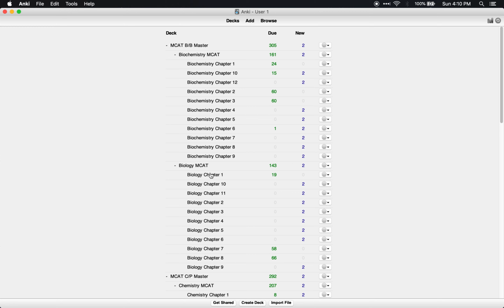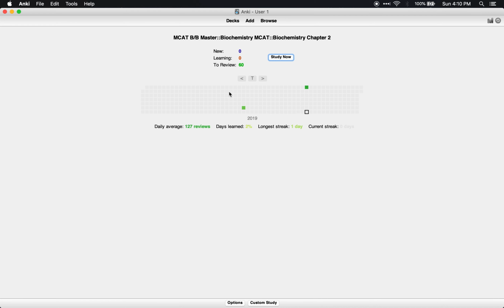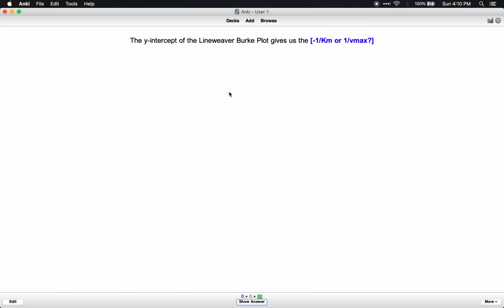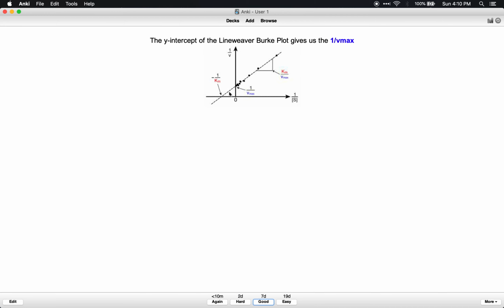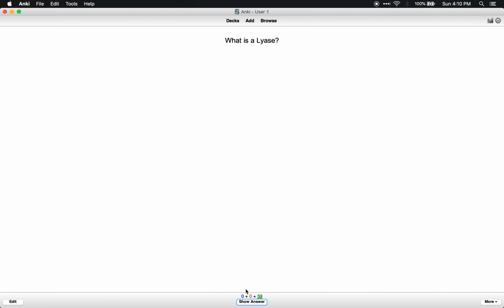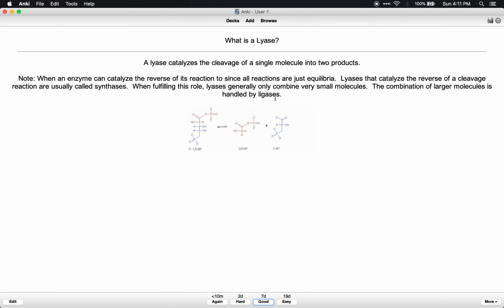Okay. Alright, without further ado, let's get started. 410. We'll see how long we go through. Chapter 2. The y-intercept of the Lineweaver-Burk plot gives us 1 over Vmax. Lyases are enzymes that break up one compound into 2 compounds.